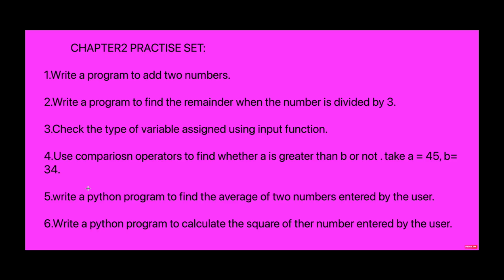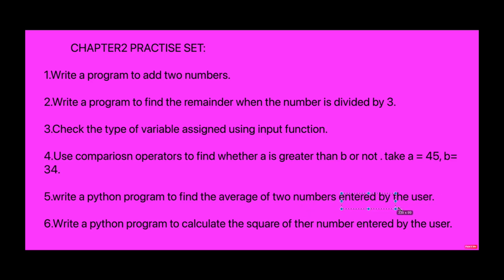Now moving on to our next question: write a program to find the average of two numbers entered by the user. You need to solve this question. Write a Python program to find the average of two numbers. You know how to find the average, right? Sum of quantities divided by number of quantities. These numbers should be entered by the user. So keep this in mind.